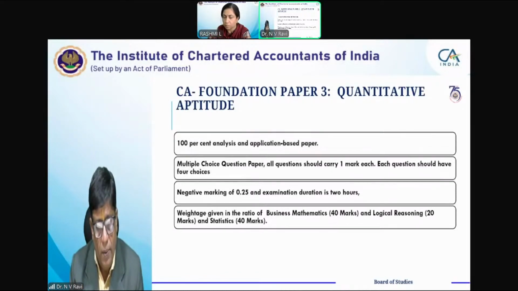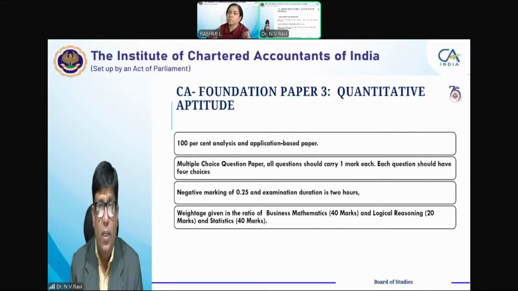Now coming to the 100 marks paper. The trifurcation means business mathematics is 40 marks, logical reasoning is 20 marks, and statistics is 40 marks. And weightages are also given among the chapters. Concentrate first on the topics where you feel comfortable and get confidence on them, and then focus on the remaining topics which you are not able to understand.